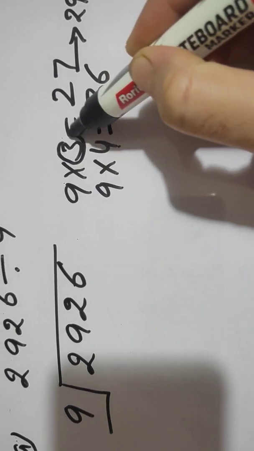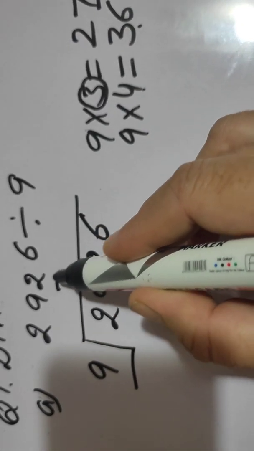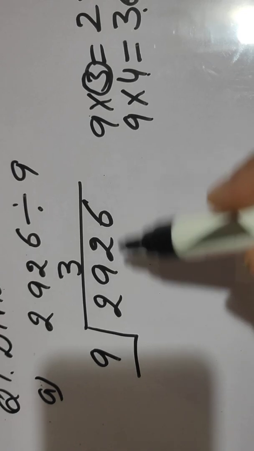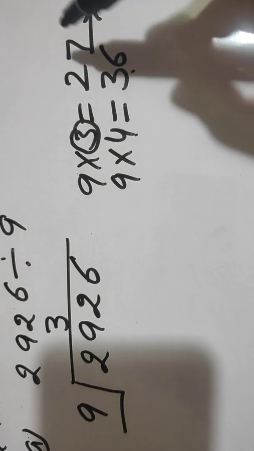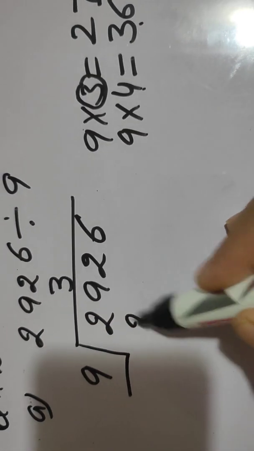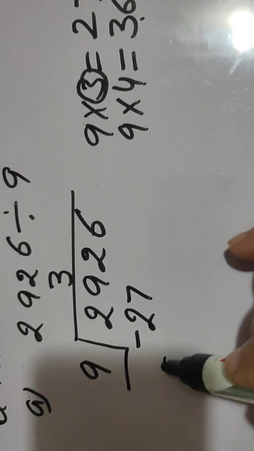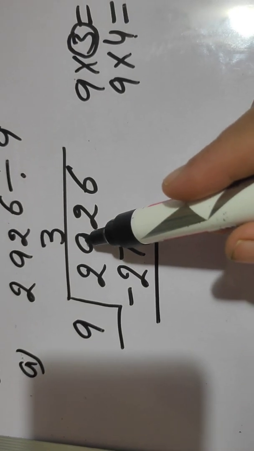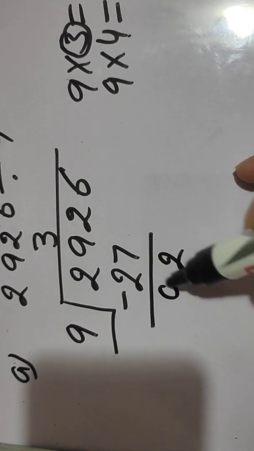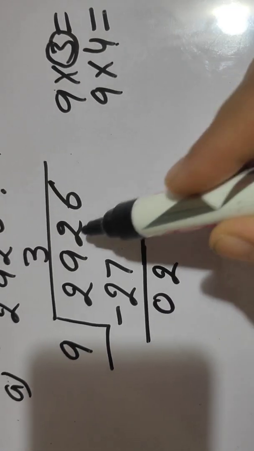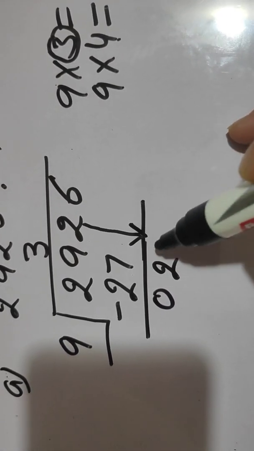So what is your quotient here? 3. So that 3 you will write at the top of 9, and this 27, it is the product, you will write here under the given number. Now subtract it. 9 minus 7 is 2, 2 minus 2 is 0, and now bring down the next number.